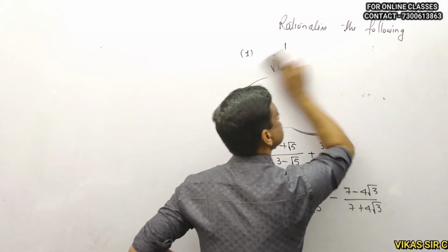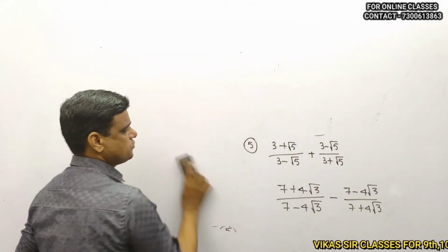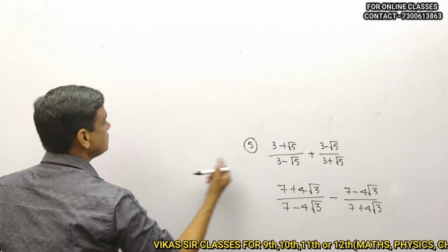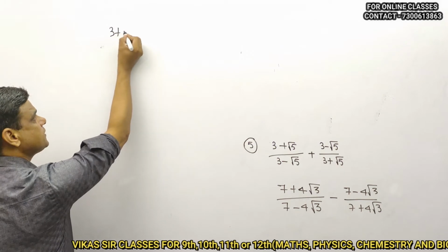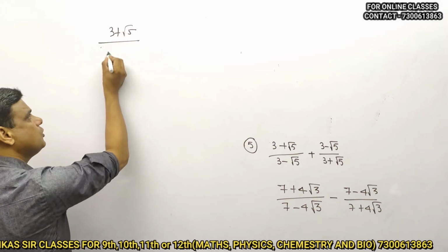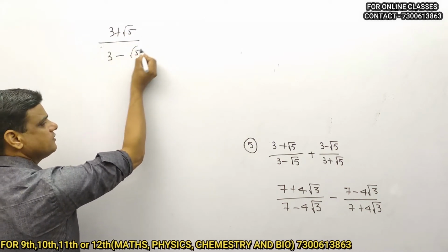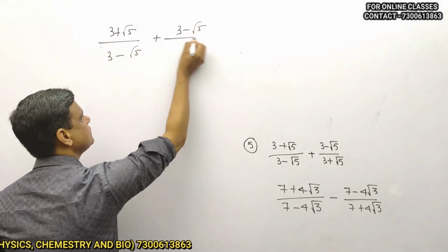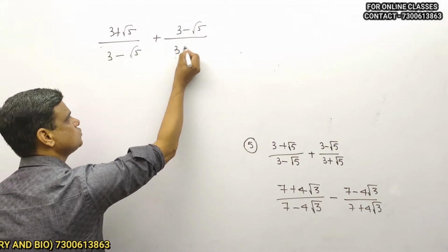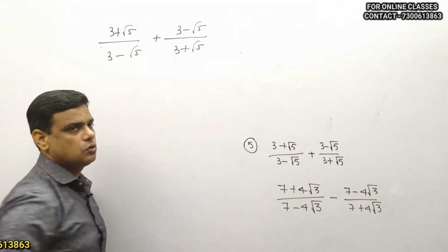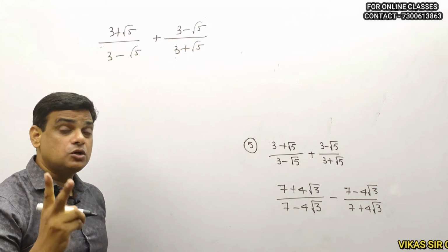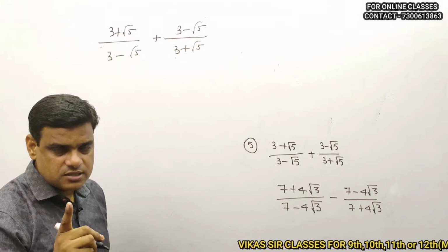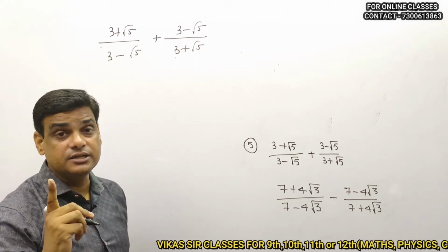Now the next question is this one. You can see on the board, the question is (3 plus root 5) upon (3 minus root 5) plus (3 minus root 5) upon (3 plus root 5). Okay? Now there are two ways of solving this question. The first way is by rationalizing the denominator.